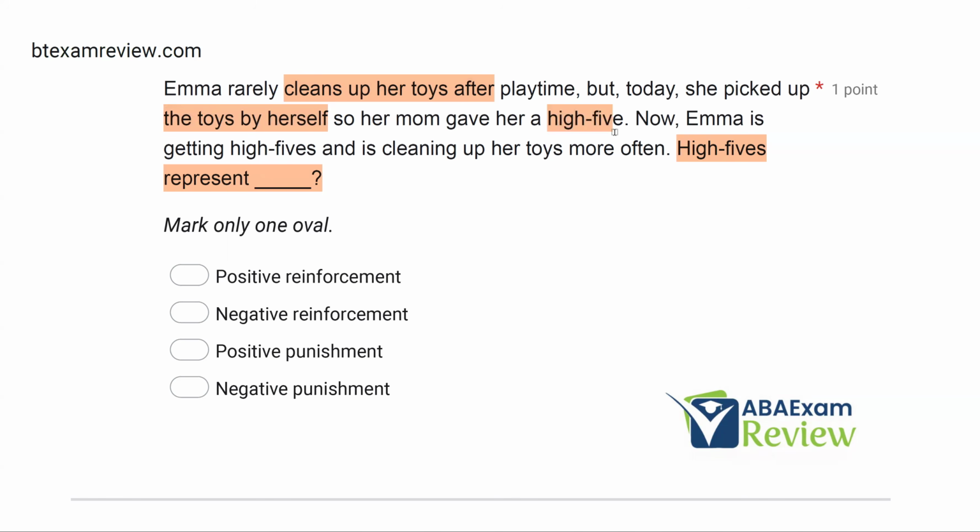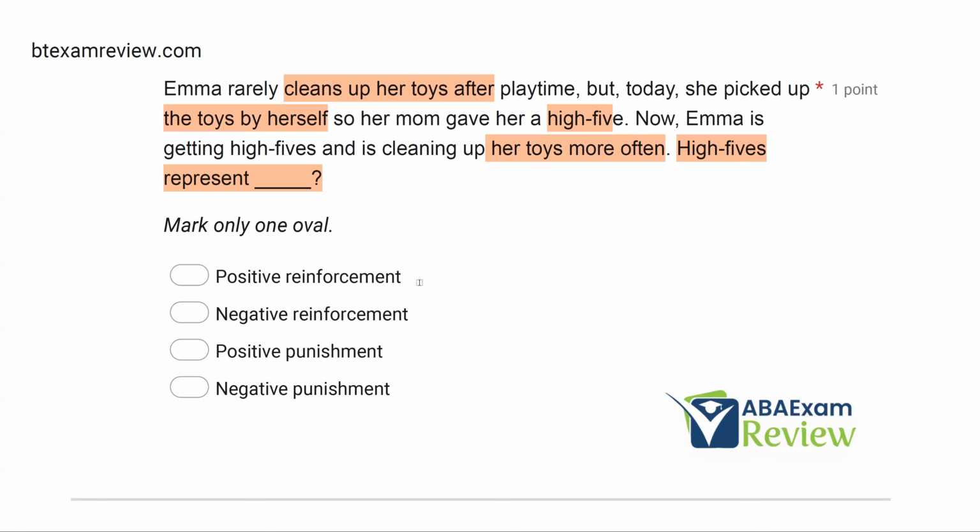So the behavior was picking up toys by herself. The consequence was the high five. As a result of the high five, Emma is now cleaning up her toys more often. So if we added something that increased behavior, what is that going to represent? Well, that's going to represent A, positive reinforcement. Remember, reinforcement increases. So when you get a consequence question, you have to ask yourself, how did the behavior change? If the behavior increased, it must be reinforcement. If the behavior decreased, it's either going to be punishment or extinction.